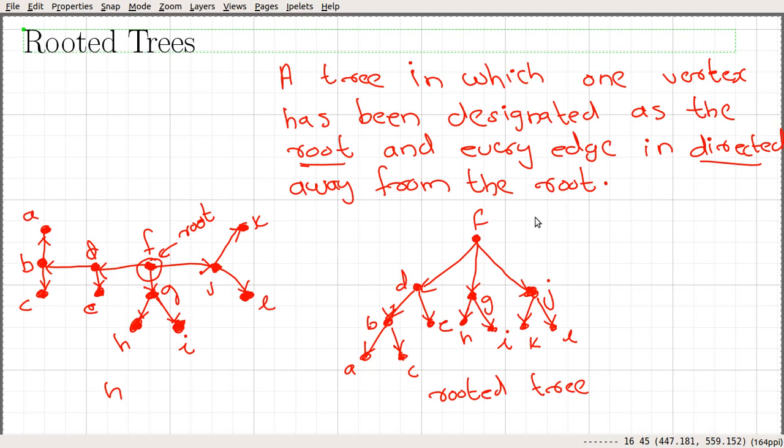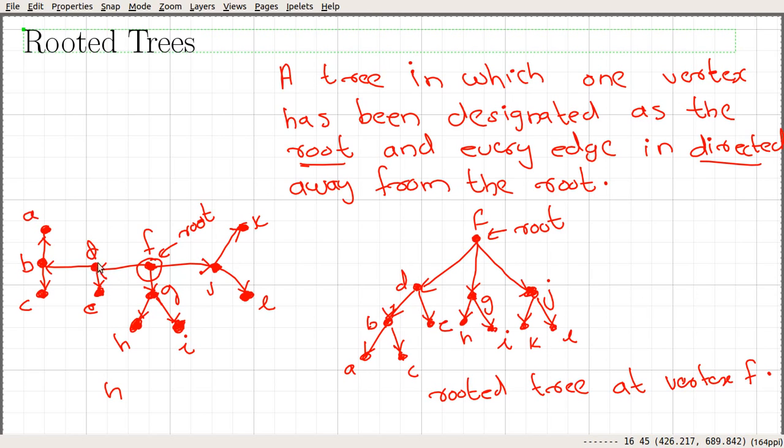and here at vertex F. Okay, so a rooted tree is a tree in which one vertex has been designated as the root. Okay, so this F is designated as a root, and every edge is directed away from the root. Okay, so this is a rooted tree that is obtained from this one.